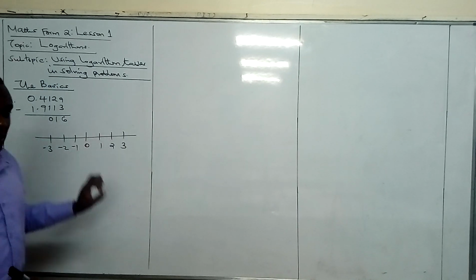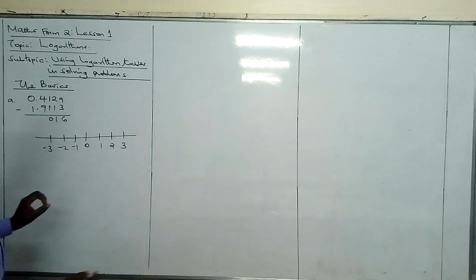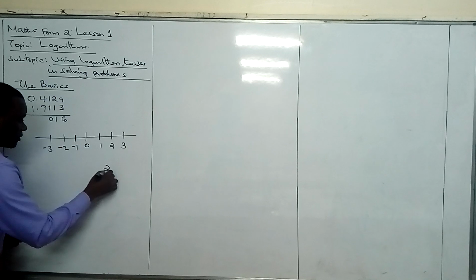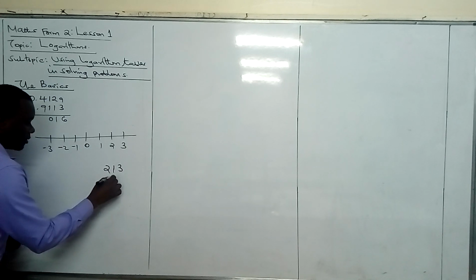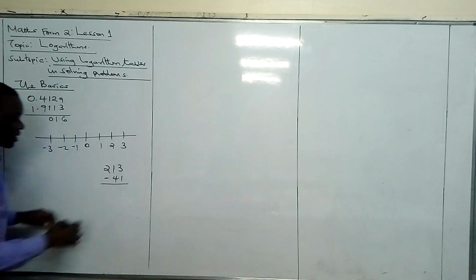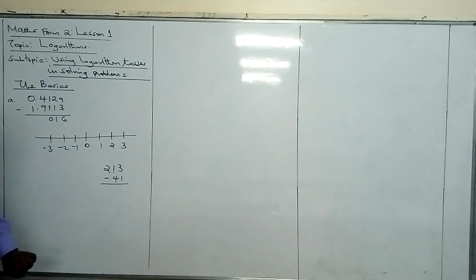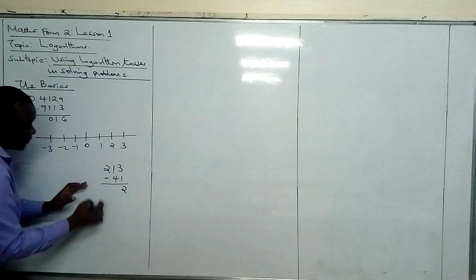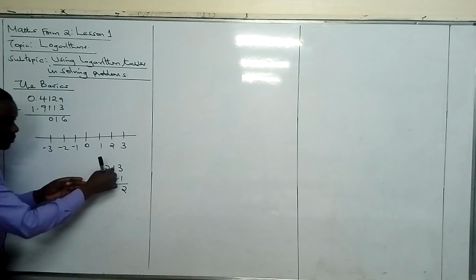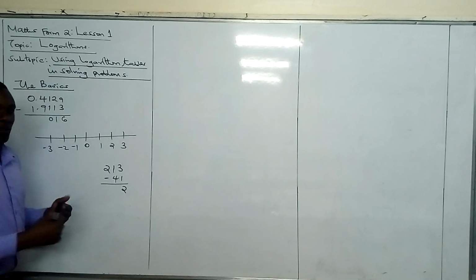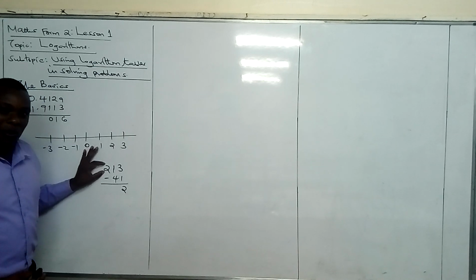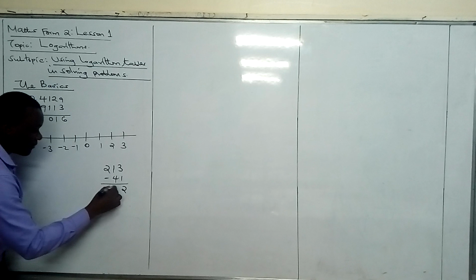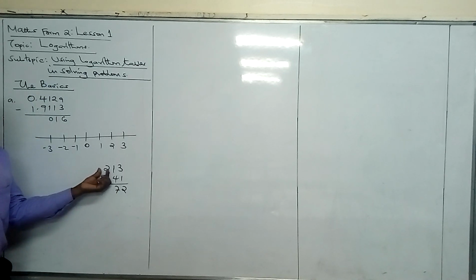So this means that if you have this kind of equation, for instance, 2 1 3 and you have 4 1, you are subtracting these two numbers. This is how you do it. 3 minus 1 gives you 2. Then you come to 1 minus 4, which is not possible. You pull 1 from 2, so that now you have 11. 11 minus 4 is 7. So what is left here is 1.